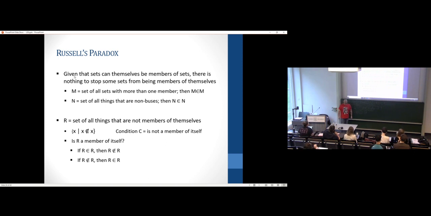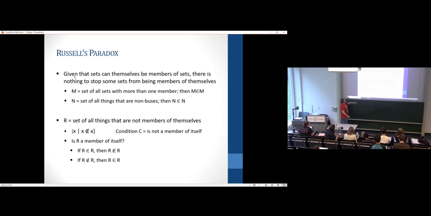We can have a set that has itself as a member, right? So we can have the set of all sets with more than one member. That looks like it's going to be a member of itself. We can have N, which is the set of all things that aren't buses. So N should be a member of that, because it's not a bus, it's a set.